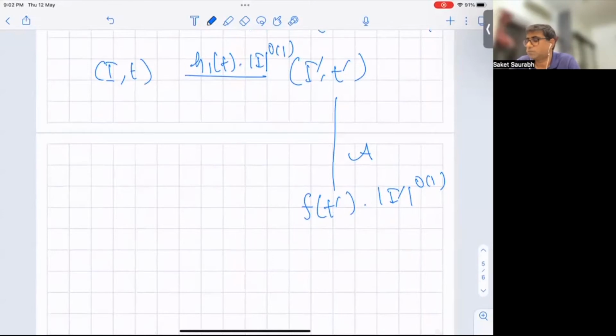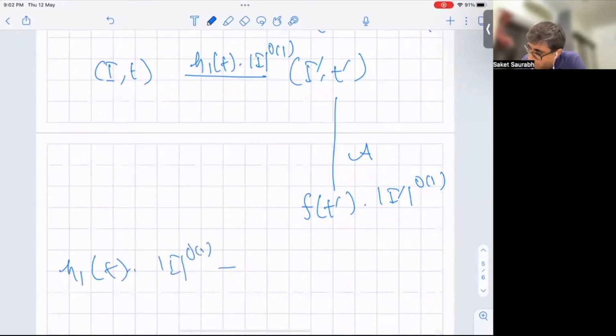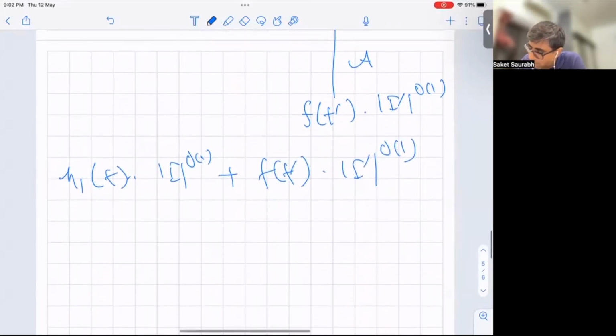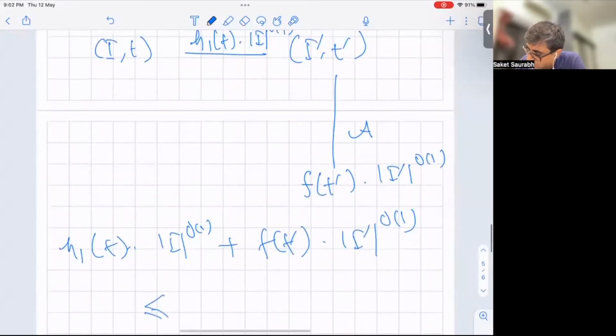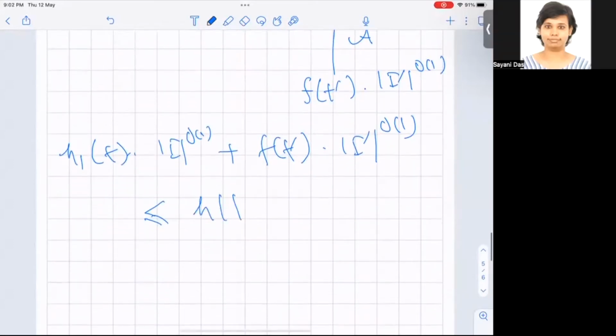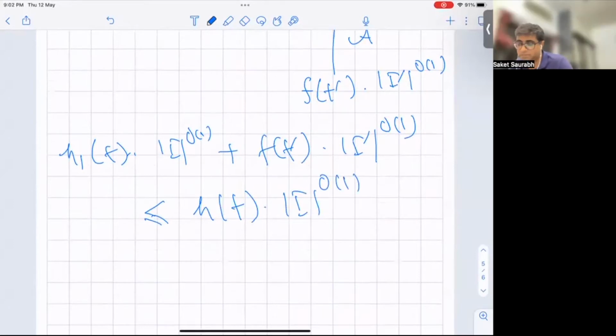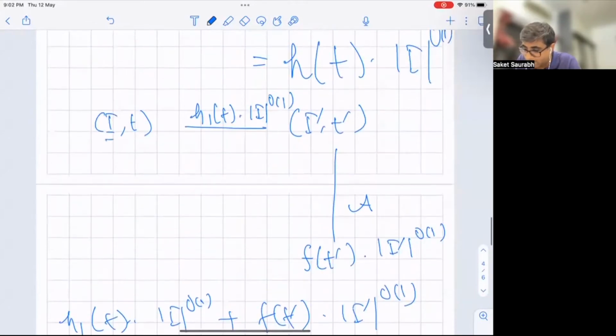Now, what I want is H1T times big O of order 1 plus F of T prime times I prime of big O of 1. I want this to be less than or equal to some function of T, some other function of T. This is what I want. And this I is the I that I started with.